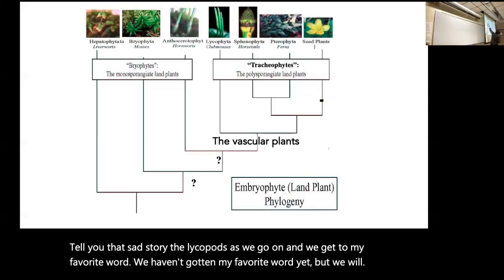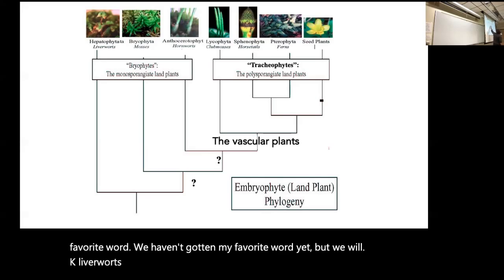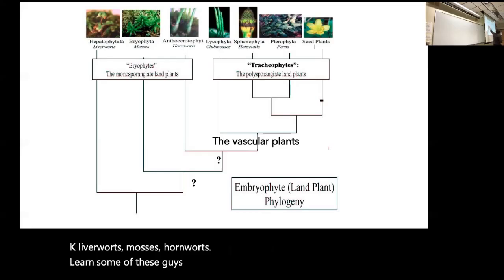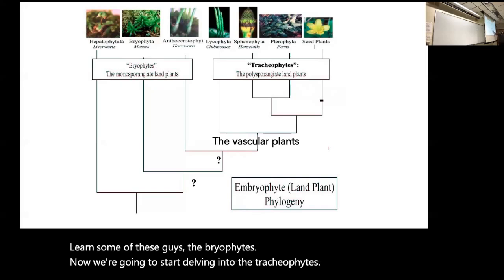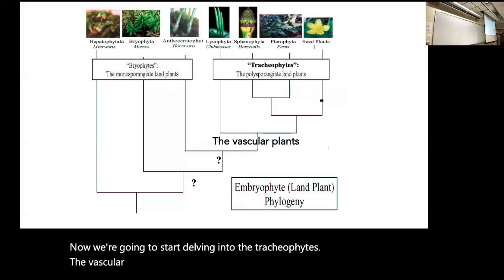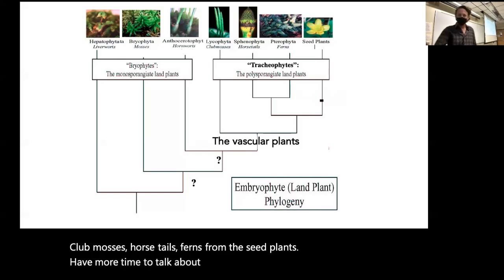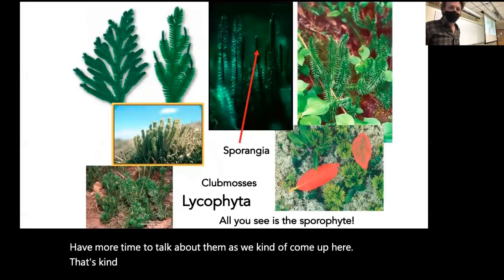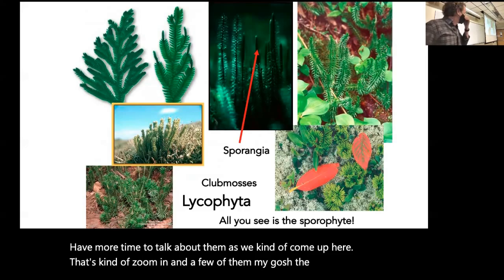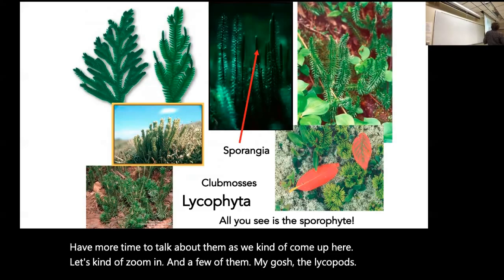Hey, liverworts, mosses, hornworts. We've learned some of these guys, the bryophytes. Now we're going to start delving into tracheophytes. Okay? The vascular plants: club mosses, horsetails, ferns, and the seed plants. We'll have more time to talk about them as we come up here. Let's zoom in on a few of them. Oh my gosh, the lycopods. So fun. These guys are cute.